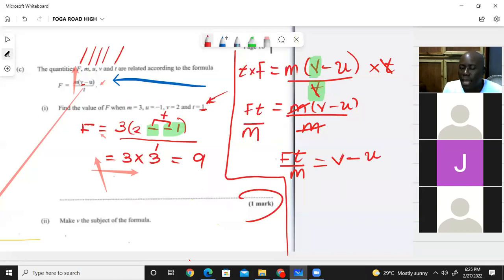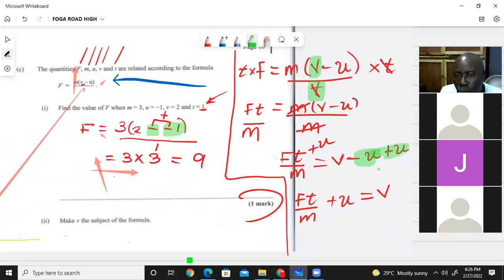Now, the last step you can make, think about it, is that you need to add U to both sides. If you add U to both sides, watch this, you will have FT over M. This is by itself. This U is not attached to it. It's just beside it. And this is equal to V because you could see here that a negative U and a positive U gives you 0. So you are left with the V alone, which is equal to all of that. Transposition comes at number 2 a lot. You could see that for yourself.